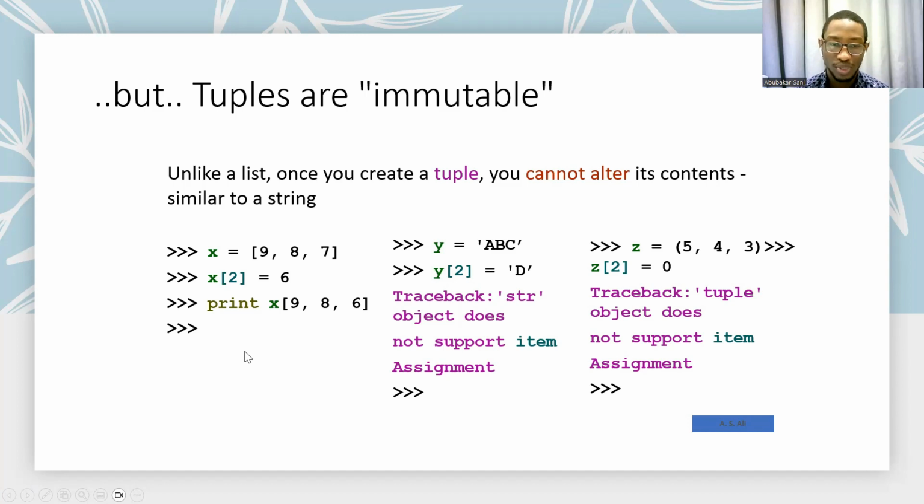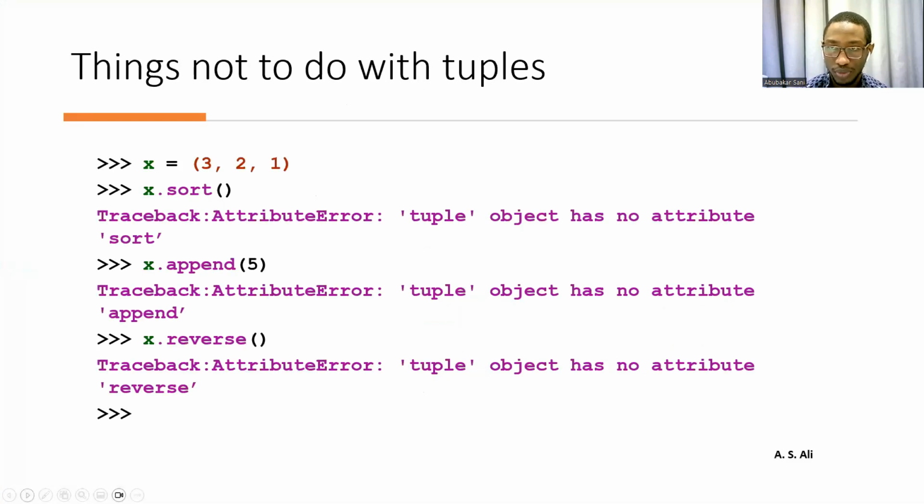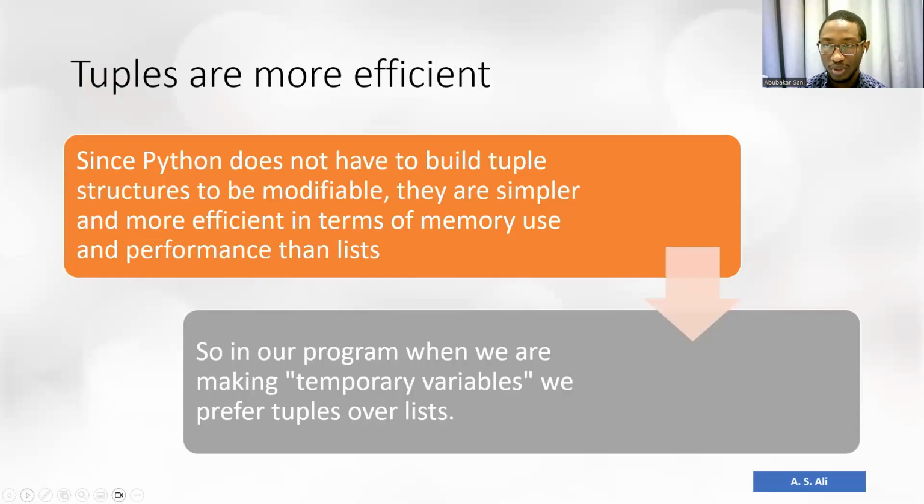So when you are dealing with things that you do not want the user to have access to and change, use tuples. You cannot do things like sort, because when you sort, you are changing the tuple. You cannot append, cannot add anything. You cannot reverse, flip it. We have discussed this. You cannot do all this with tuples.